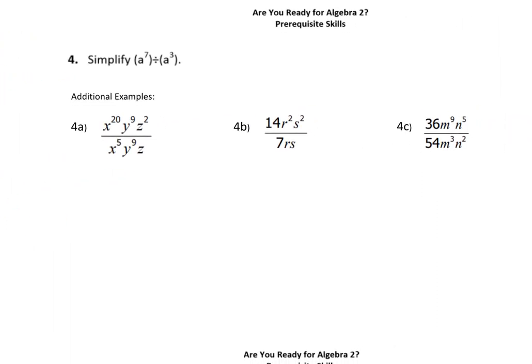Okay, the next rule that we have, I love quotient rule. Quotient means to divide. Quotient is when we have a division problem. It can be done with just variables or coefficients as well. I have a to the 7th divided by a cubed. I like it better when we have the first one in the numerator, so a to the 7th over a cubed. Quotient rule, this is when we subtract exponents.